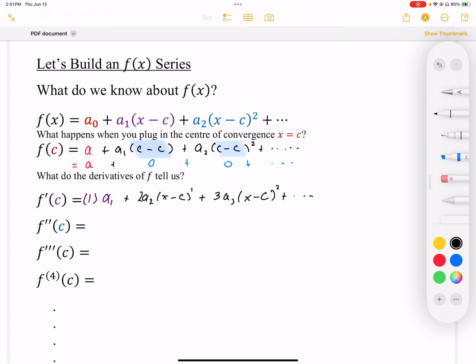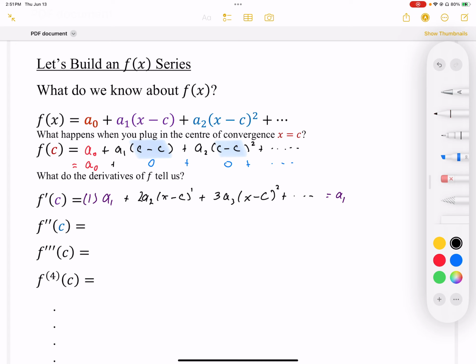So what ends up happening is we're applying the power rule to every single term, and each coefficient gets multiplied by its power. Now, if we evaluate this at c again, all those power terms end up equaling 0, and f prime at c allows us to calculate a1. So this is equal to a1. Now we have a0 and we've figured out what a1 is.